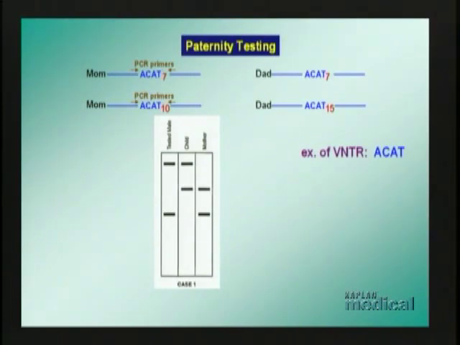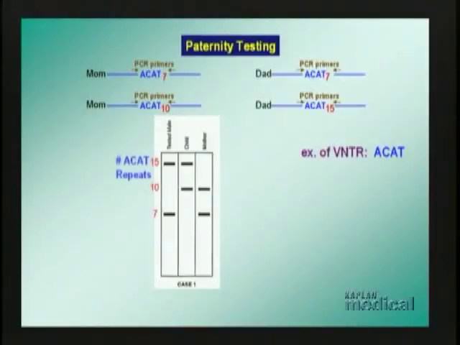The same primers are then added to the DNA from the chromosomes from the tested male. So here are the primers on the flanking sides of the ACAT VNTR, and in one of the chromosomes from the tested male, there will be a 7-mer, and in the other chromosome there'll be a 15-mer, because the PCR primers are added, and this part will be amplified.